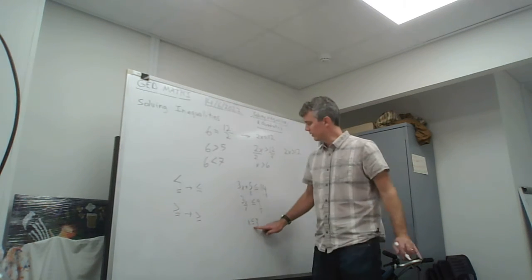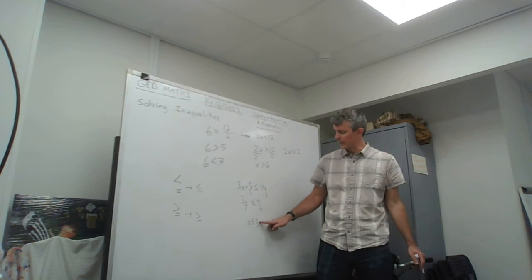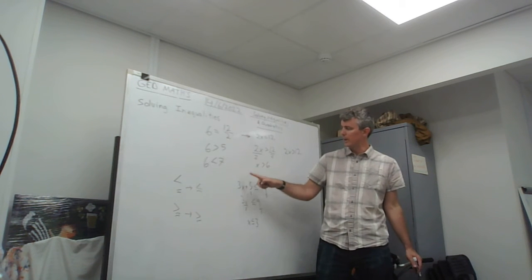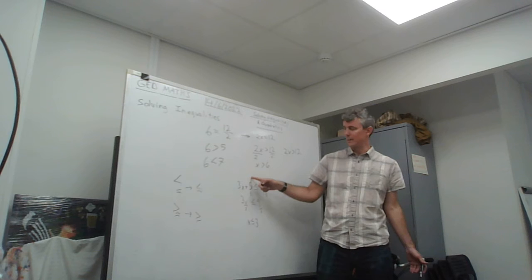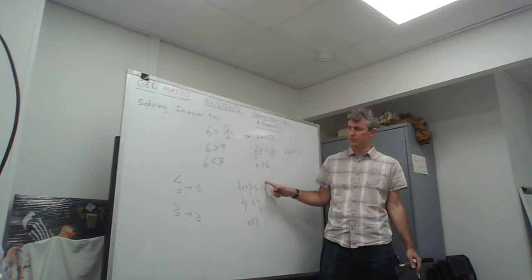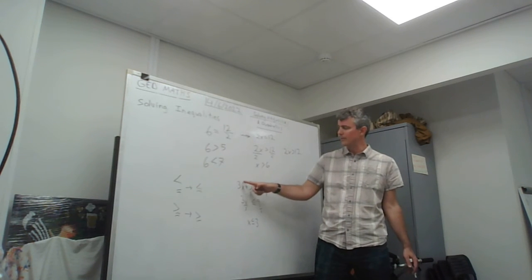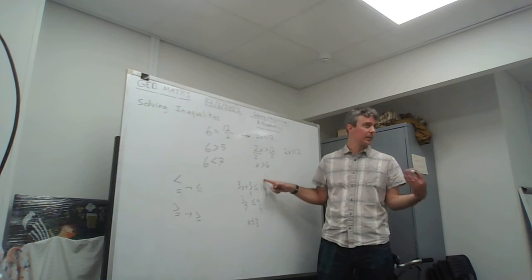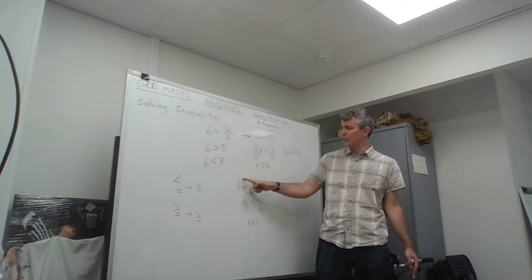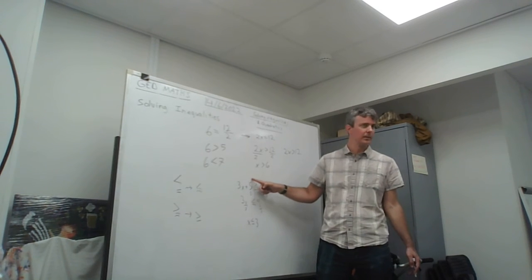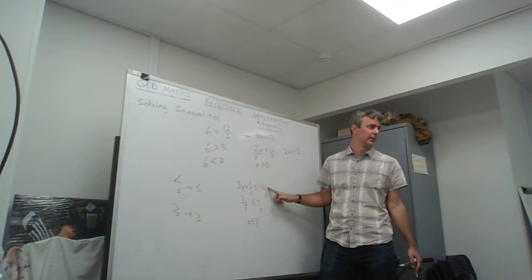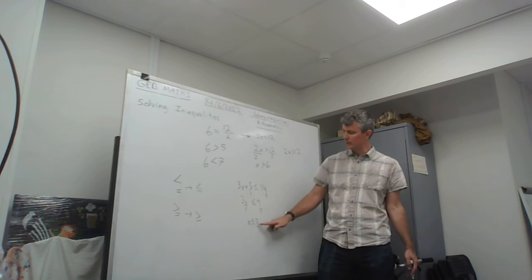X is less than or equal to 3. So let's say it's greater than 3, 4 becomes 12 plus 5 is 17. It's not correct. It's not less than or equal to 14. If it's 3 itself, it becomes 9 plus 5, 14. That is correct because it equals 14. If it's 2, it becomes 6 plus 5 is 11. That's correct because it's less than 14. So anything that's equal to or less than 3.